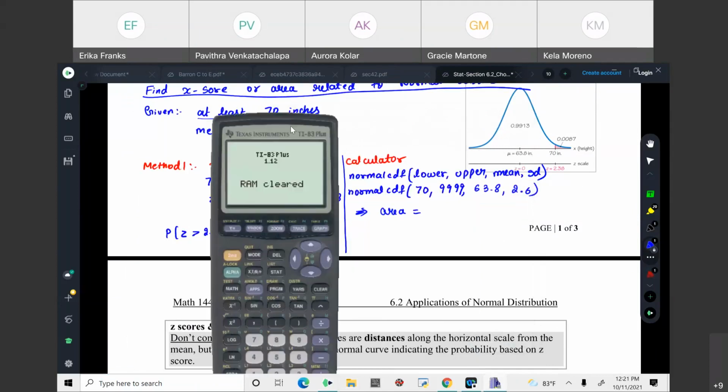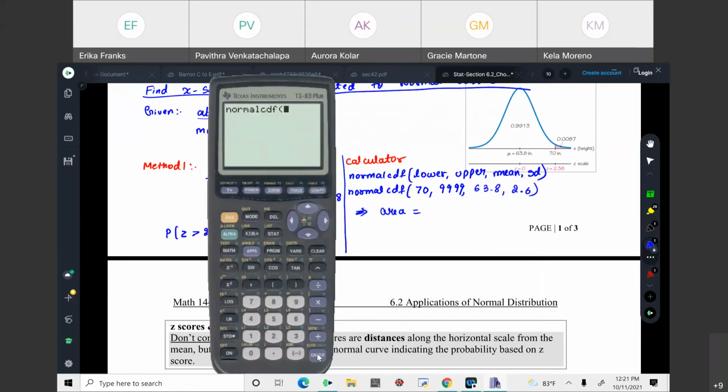So how do you do this? Second, go to normal CDF, which is 2, enter. Now you're going to type the values mentioned in the problem. 70, comma, 9 four times, and then the mean, which is 63.8, comma, 2.6. Okay, close the parenthesis and enter.